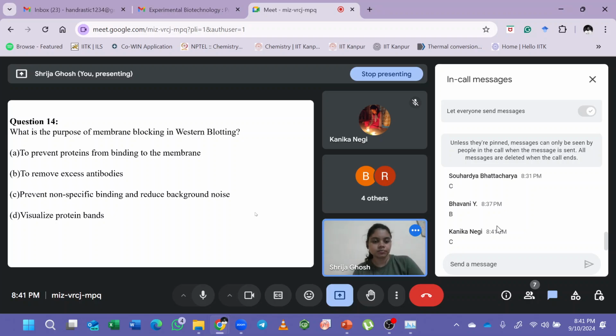Yeah, Kanika has answered option C. Okay, another answer, option C. Okay, so option C is the correct answer. We have two people agreeing to it also. So we do the membrane blocking to prevent non-specific binding.